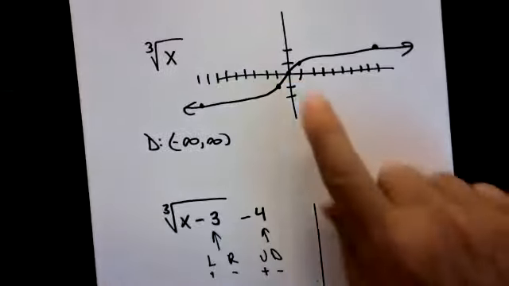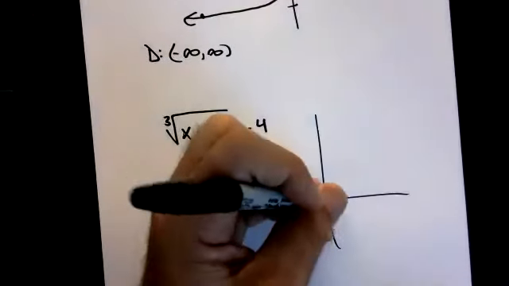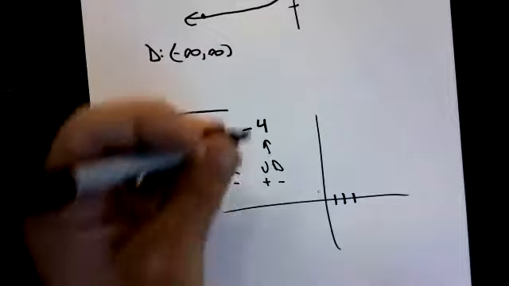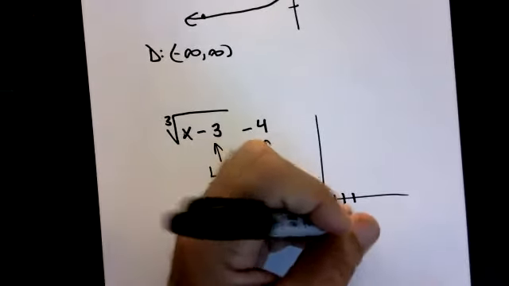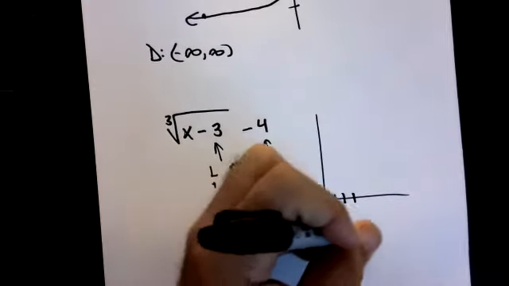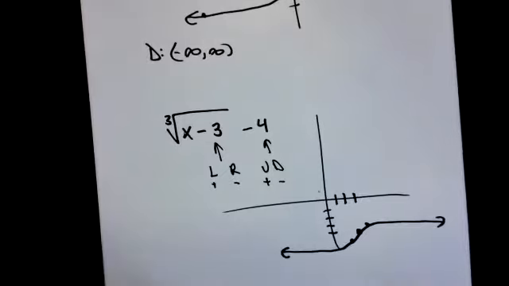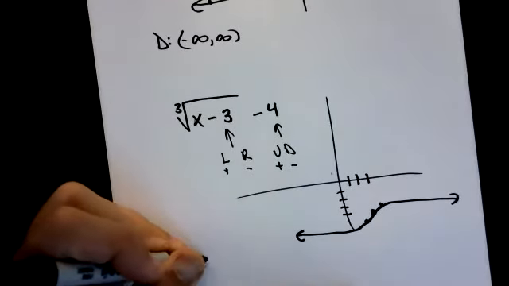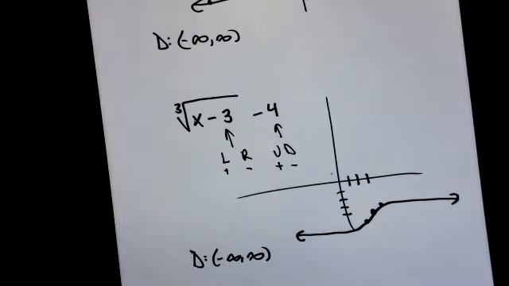So this is going to take my same cube root graph, but now it's going to move 3 units to the right, and it's going to move 4 units down. Everything else stays the same. And again, if they ask for the domain, your domain goes forever left, forever right. It hits all real numbers.